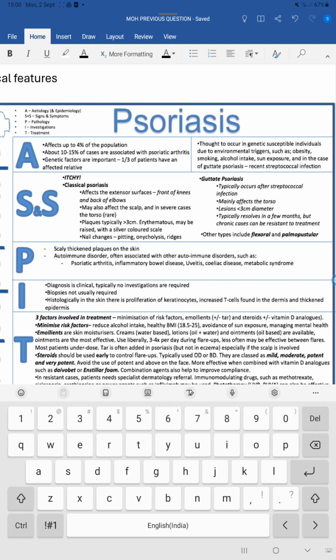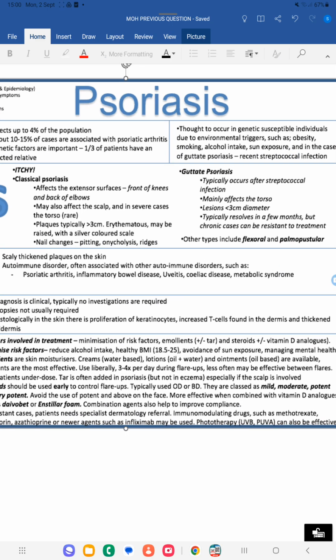Another type of psoriasis is called guttate psoriasis. Guttate psoriasis happens after a streptococcal infection. Streptococcal infection means sore throat, which you sometimes get before fever. So if the patient first suffers with a sore throat infection and fever, and after that you get small drop-like lesions forming in the upper back and chest area, that is called guttate psoriasis.